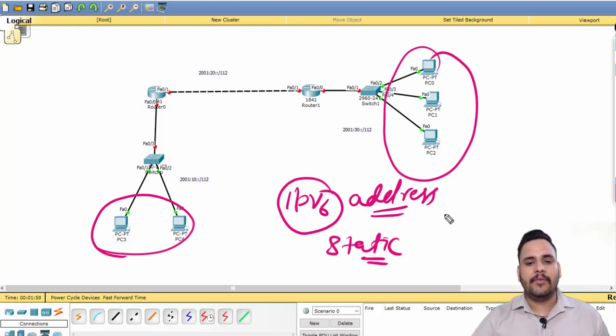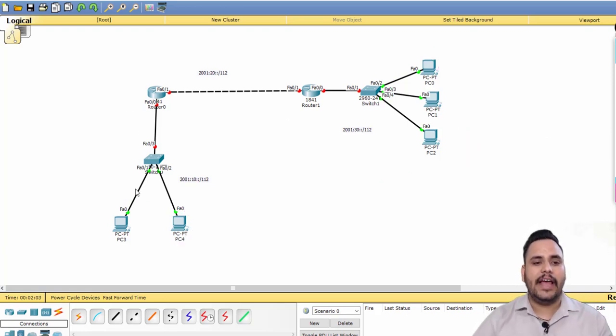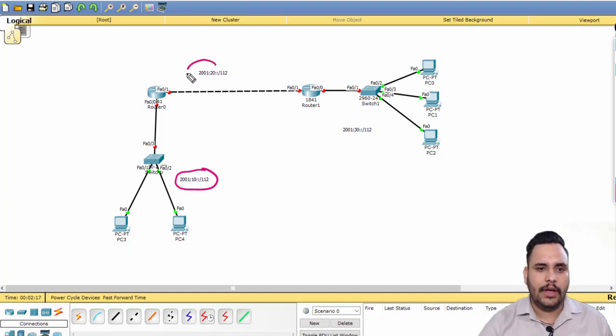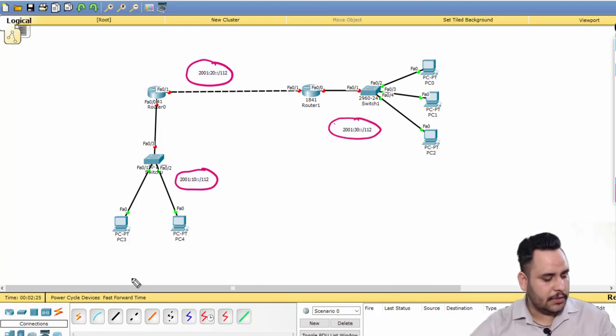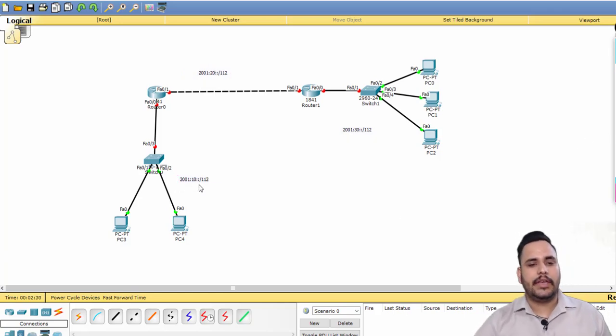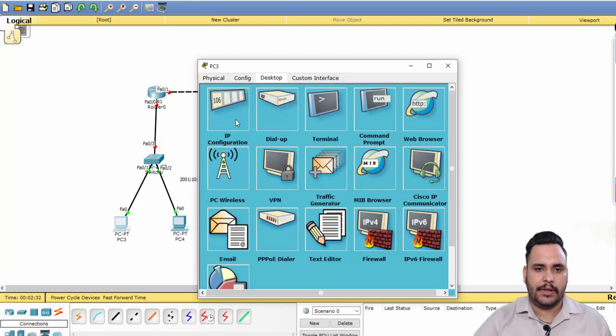So for IPv6 static routing, first we have to go for IPv6 addressing. Here you can see the range of IPv6 addresses: 2001:10, 2001:20 and 2001:30. First of all we have to configure these. After configuring them, we can do the static routing.